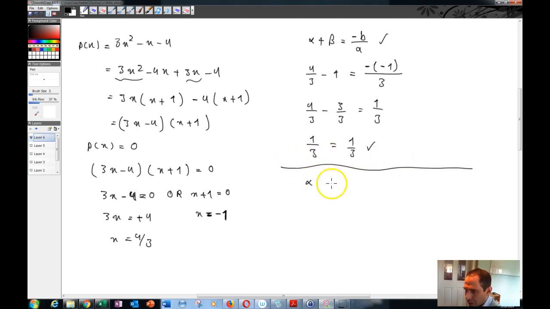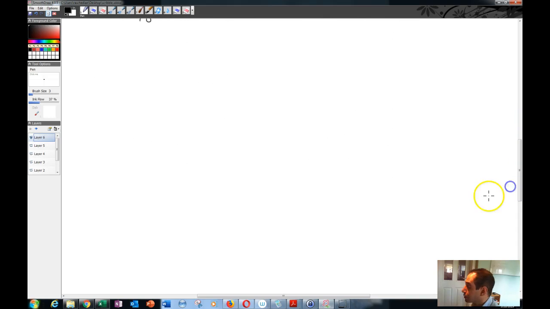And we also said that alpha beta is equal to c by a. So alpha beta is 4/3 times negative 1, which is equal to negative 4/3, which is c by a. So this one also holds here. So that's basically that. Now we have a couple more examples here. These are all important and helpful, so we'll go through them one by one.